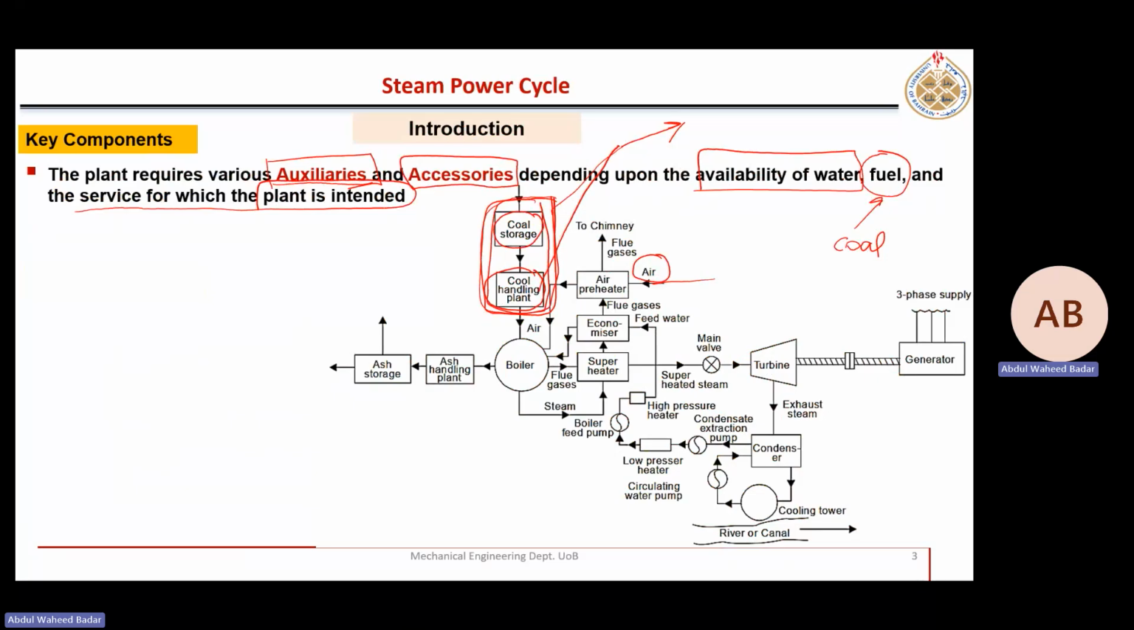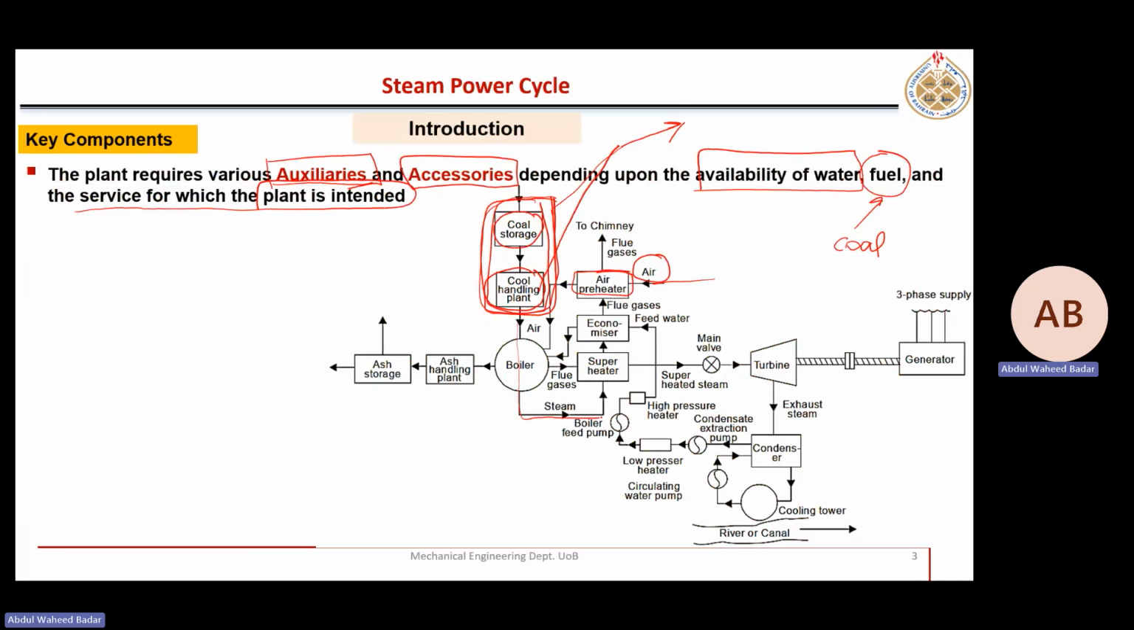Either we use normal ambient air at normal temperature, or to increase the efficiency, we preheat this air so that you can get maximum out of this fuel. If air is already very cold, so much energy will be used up to just heat up that air.